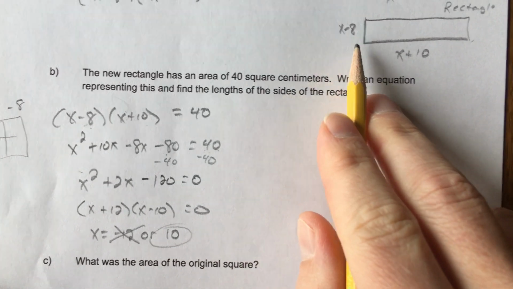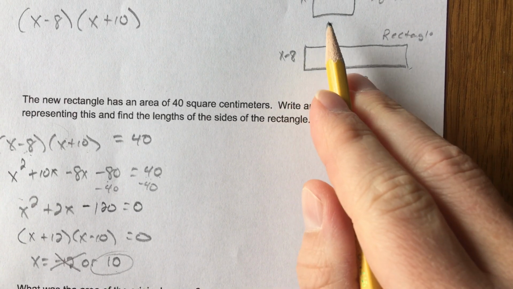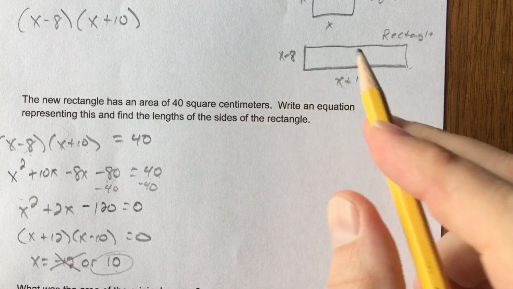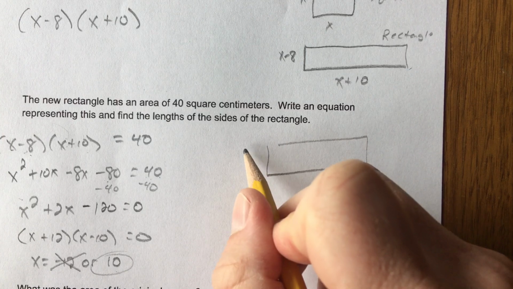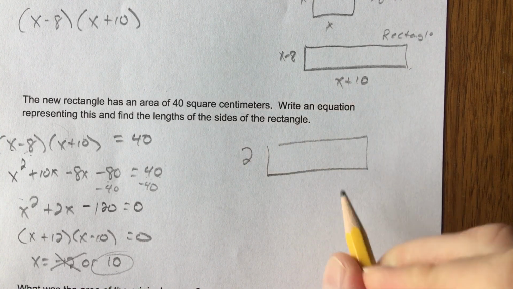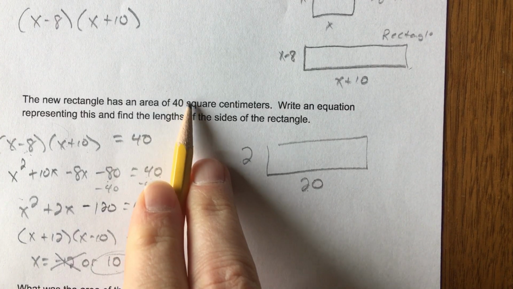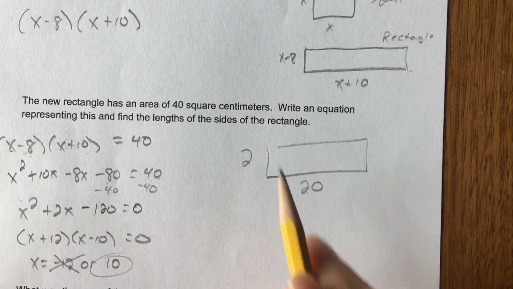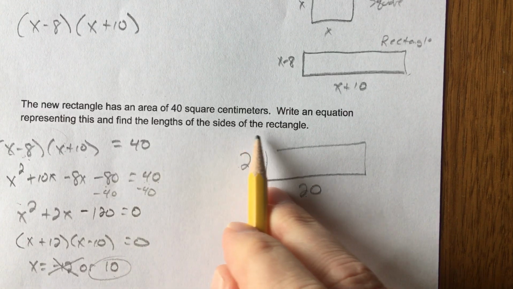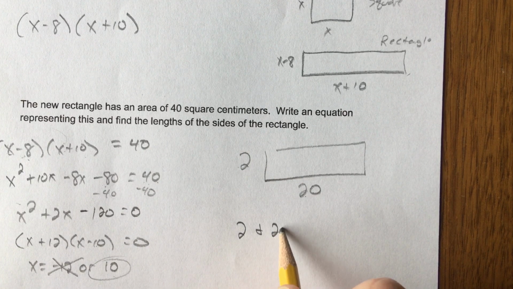Okay? So then when you think about what happened, we took that 10 and we subtracted 8. So that gave us a side length of 2. And then we added 10 to it, and that gave us a side length of 20. 20 times 2 is 40, and that works out with what we had originally. So the lengths of the rectangle are 2 and 20.